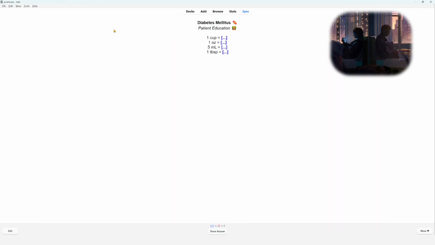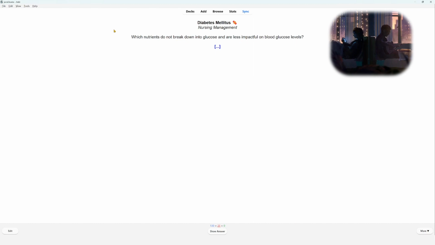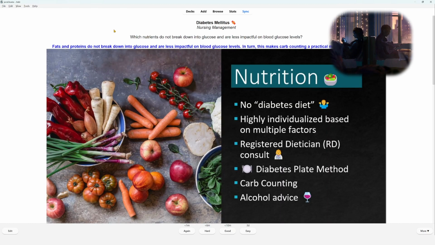1 cup is 8 ounces. 1 ounce is 30 milliliters. 5 milliliters is 1 teaspoon. 1 tablespoon is 3 teaspoons. Proteins and lipids, or rather, proteins and fats, rather.